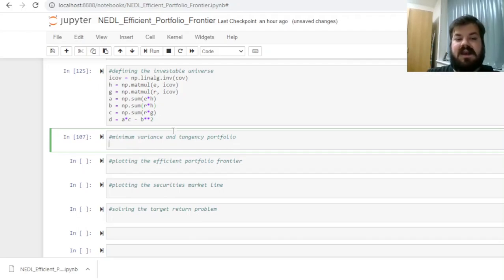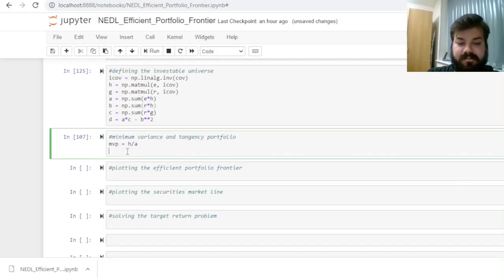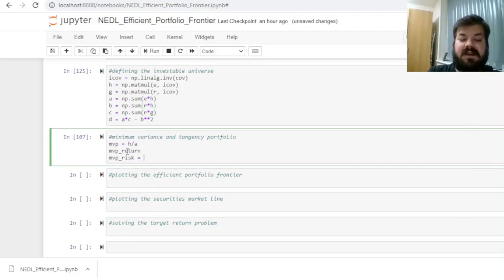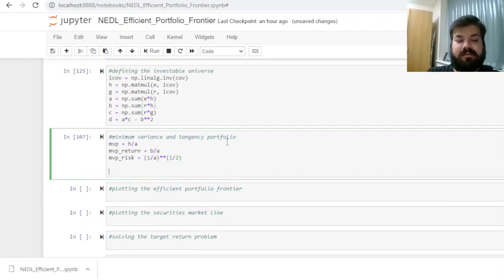And these constants and vectors that define the investable universe actually define those remarkably well. Our MVP, the portfolio that is the weights that result in the minimum variance, is just the H vector divided by the A constant. And we can also calculate the MVP return and MVP risk in terms of these constants, return being B divided by A, and risk being 1 divided by A to the power of a half. So 1 divided by the square root of A, pretty much.